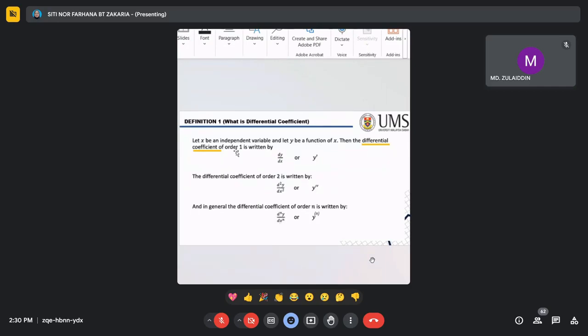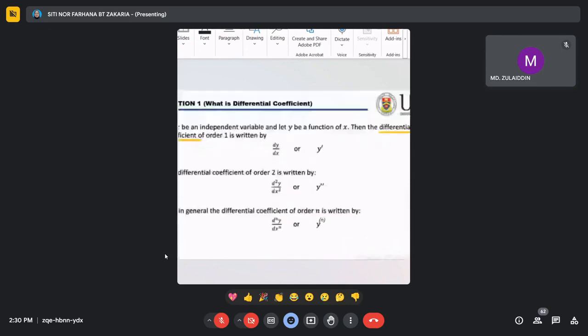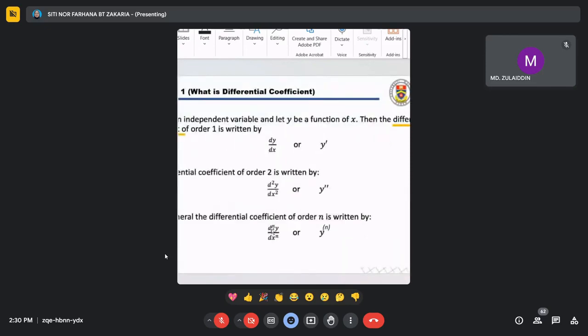If your DE is order 1, then you can write like this. If your DE is order 2, power of 2, then you write d power of 2 y over dx power of 2. If your DE is order more than 2, for example 3, you write d power of 3 y over dx power of 3. For this subject, you will learn only until second order, because most of our engineering problems involve up to second order.